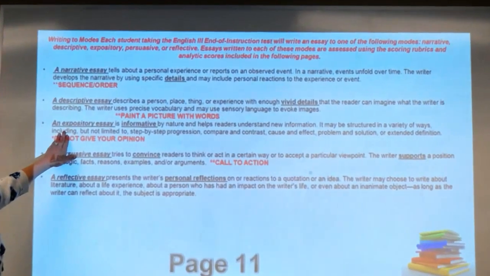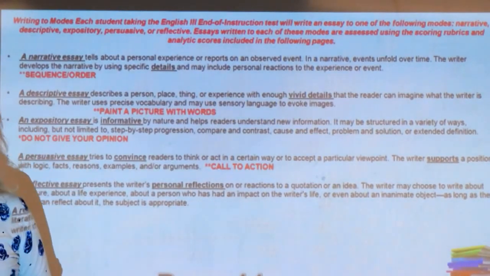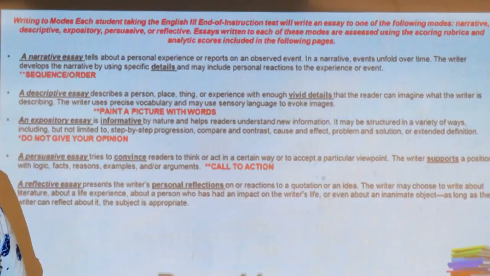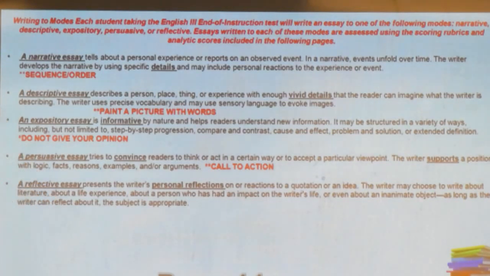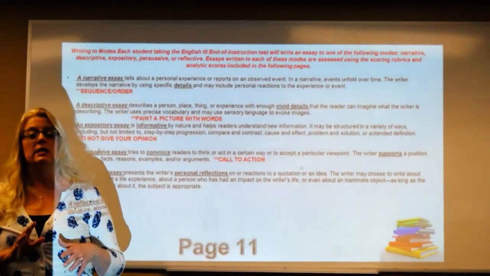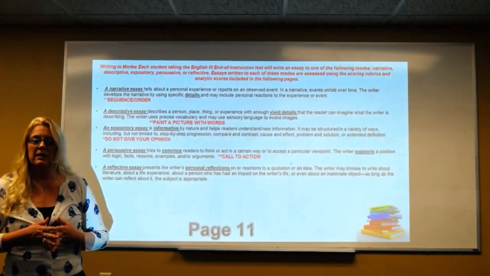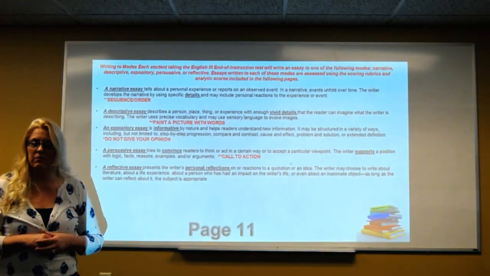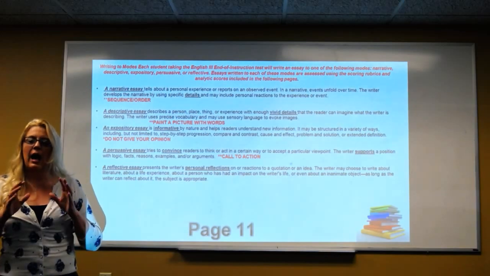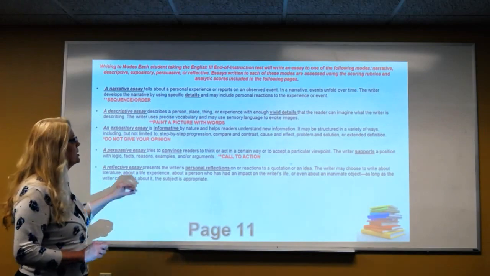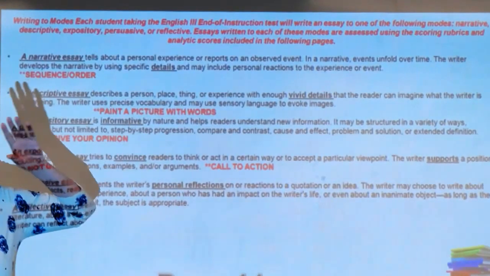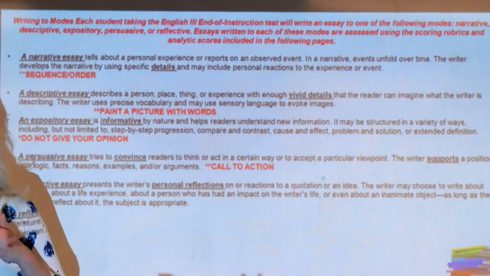The third thing on the essay is an expository essay. Please underline expository essay. An expository essay is an informative essay. It helps the reader to understand new information. It may be structured in different types of ways. And I want you to highlight or underline or circle the word informative. An expository essay is informing someone.